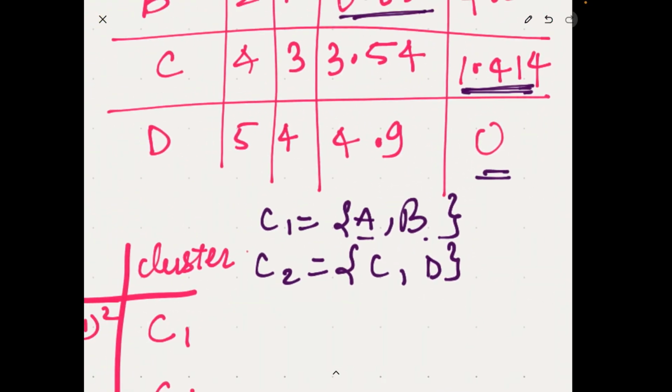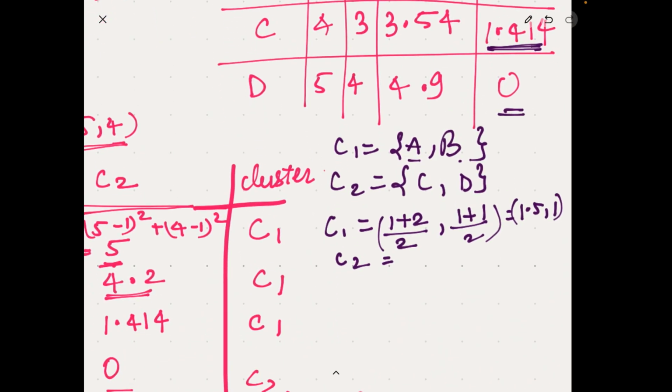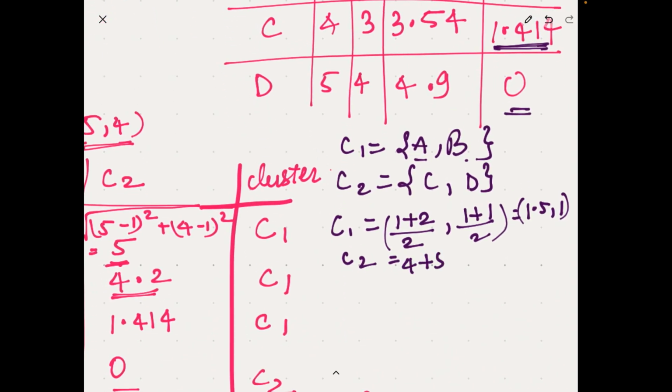For that we will have to find the centroid value. So the centroid value for C1 is going to be 1 plus 2 divided by 2 and 1 plus 1 divided by 2, which is going to give us 1.5 comma 1. Similarly, C2 is going to be 4 plus 5 by 2 and 3 plus 4 by 2. So this is going to give us 4.5 comma 3.5, right?